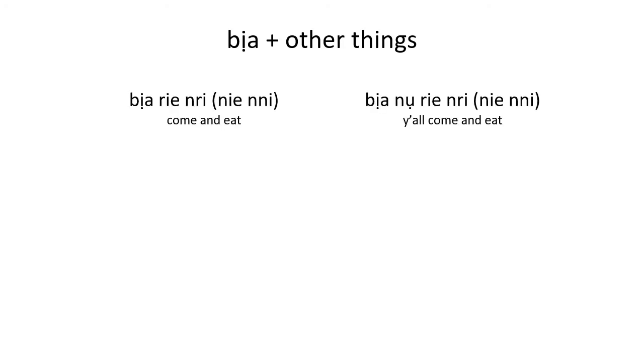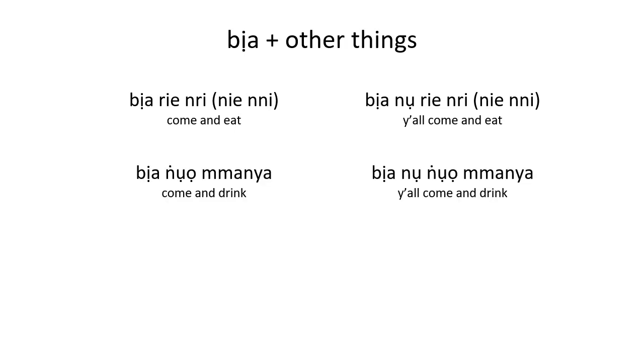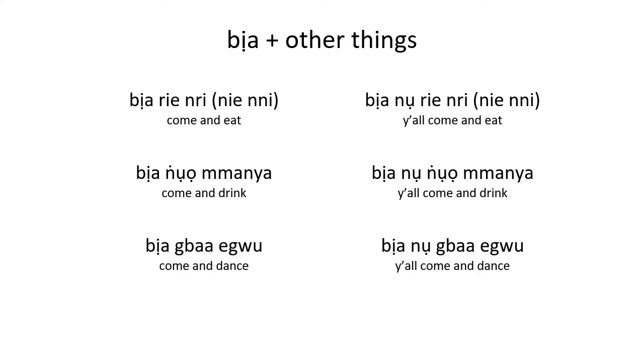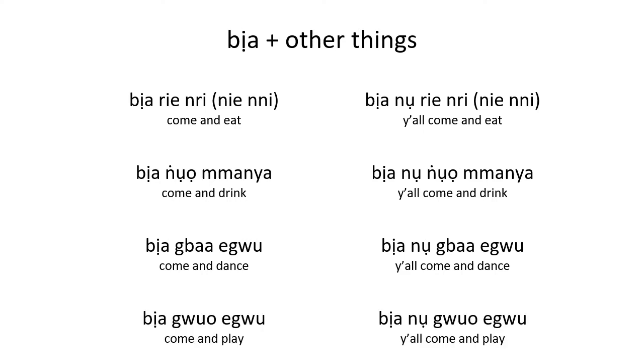What about bịa plus a few other things that you can invite someone to do? For an invitation to eat, bịa rie nri or bịa nye nni. Bịanụ rie nri or bịanụ nye nni. For an invitation to drink, bịa ṅụọ mmanya, bịanụ ṅụọ mmanya. For an invitation to dance, bịa gbaa egwu, bịanụ gbaa egwu. For an invitation to play, bịa gwuo egwu, bịanụ gwuo egwu.